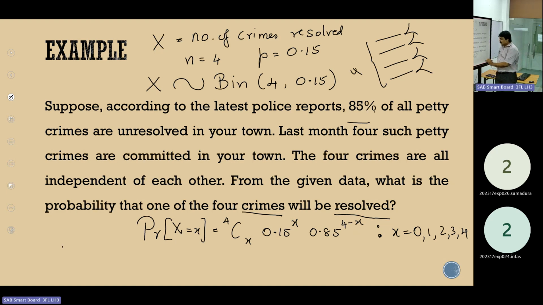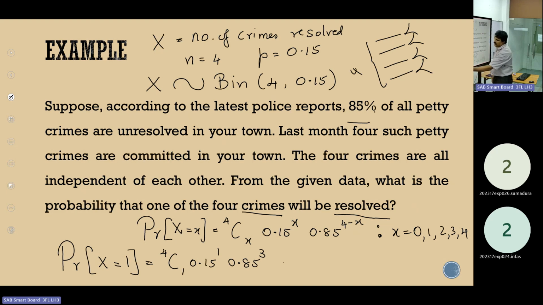So now, what are they asking us to find? What is the probability that one of the 4 crimes will be resolved? Probability X equals 1: 4C1, 0.15 to the power of 1, 0.85 to the power of 3. Simplify and give the answer up to 4 decimal places properly.